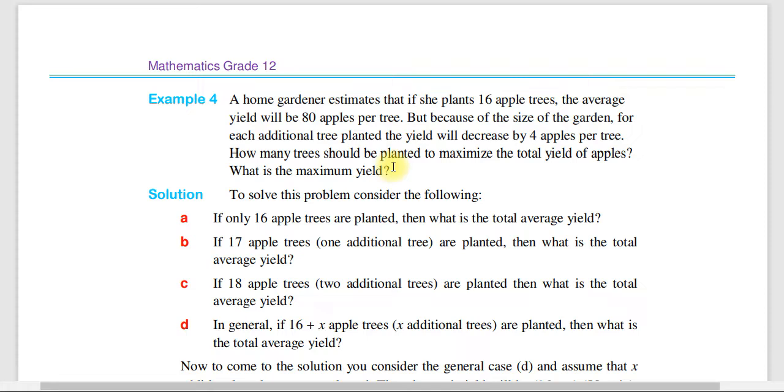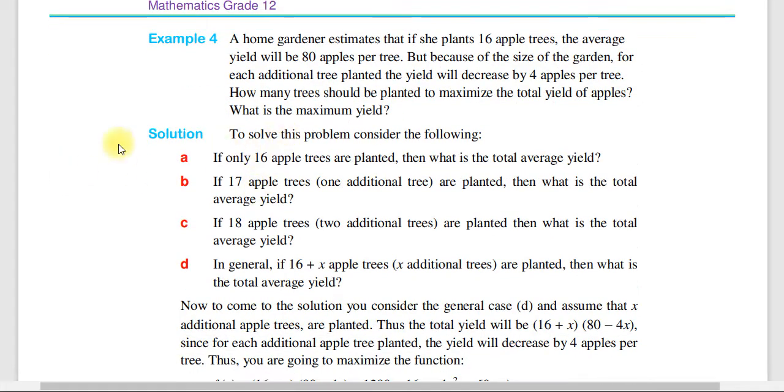To solve this problem, consider the following. If only 60 apple trees are planted, what is the total average yield? If 70 apple trees, that is additional trees, are planted, what is the total average yield? If 16 plus x apple trees are planted, what is the total average yield?